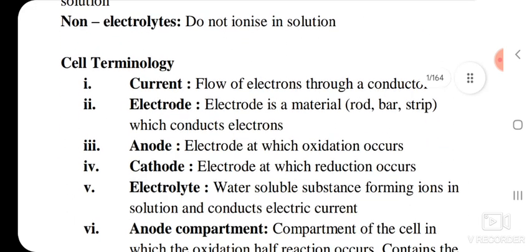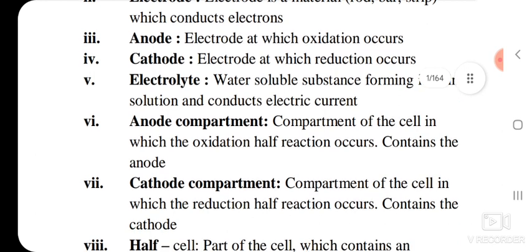Cell terminology. Current: flow of electrons through a conductor. Electrode: a material, rod, bar or strip which conducts electrons. Anode: electrode at which oxidation occurs. Cathode: electrode at which reduction occurs. Electrolyte: water soluble substance forming ions in solution and conducts electric current.